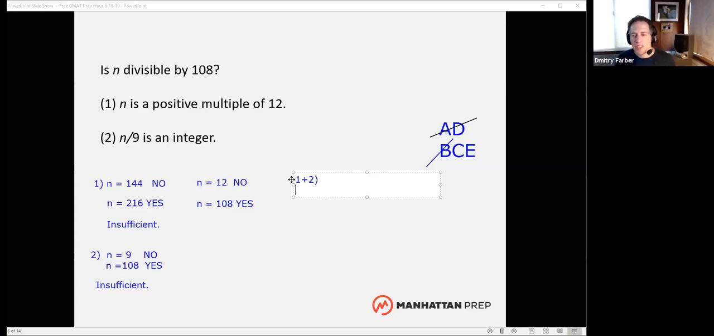It makes me a little nervous just because all I did is use my times tables. I just say, hey, 9 times 12. It makes me just a little nervous. So it certainly could be, right? If n is a multiple of 12 and n's a multiple of 9, which is what the statements are telling us, then n could be 108, and that would definitely give me a yes.